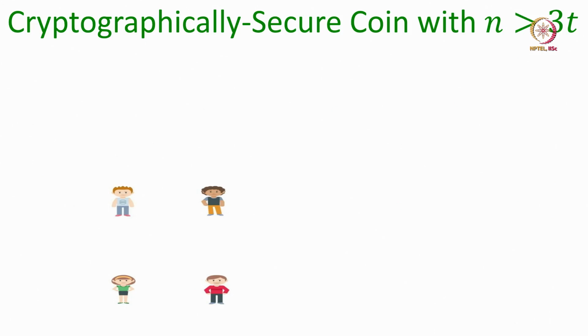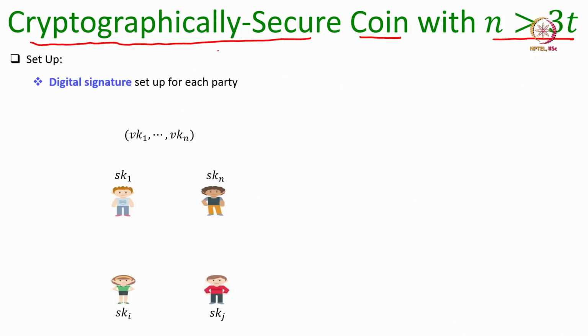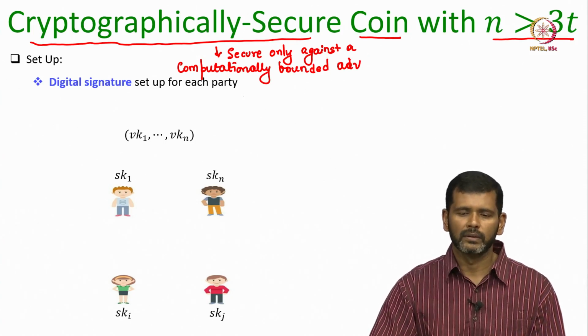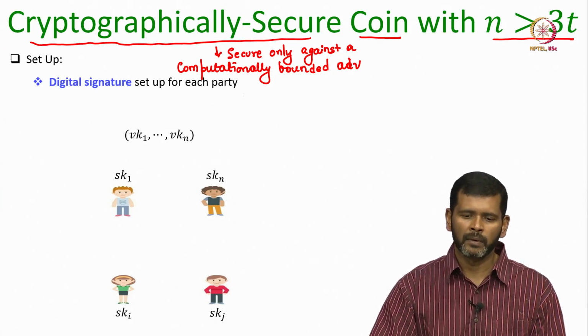Now, we will give an instantiation of the coin protocol with n greater than 3T, and our instantiation will be cryptographically secure. That means, it will be secure only against a computationally bounded adversary. As a result of that, when we will apply this instantiation of coin protocol in the framework of Rabin and Benor, the resultant BA protocol will be cryptographically secure.